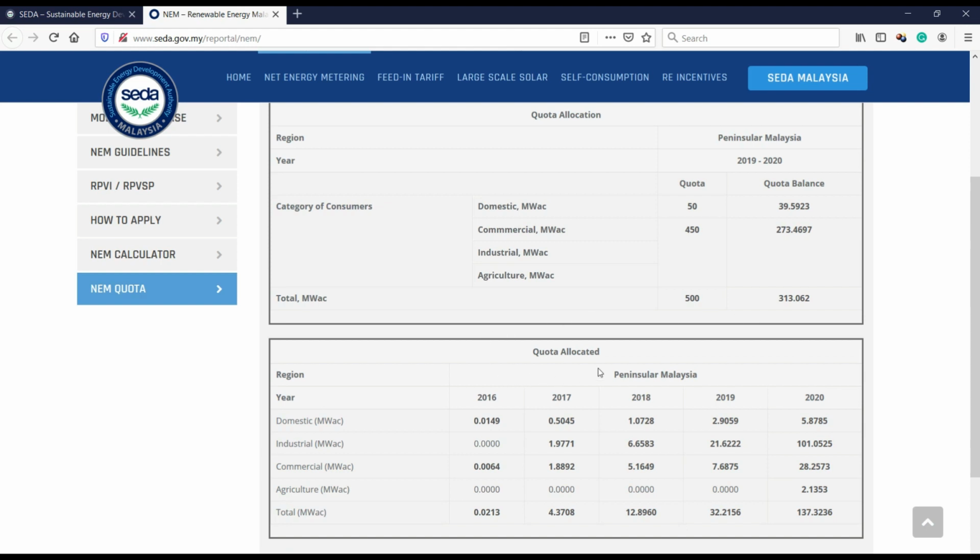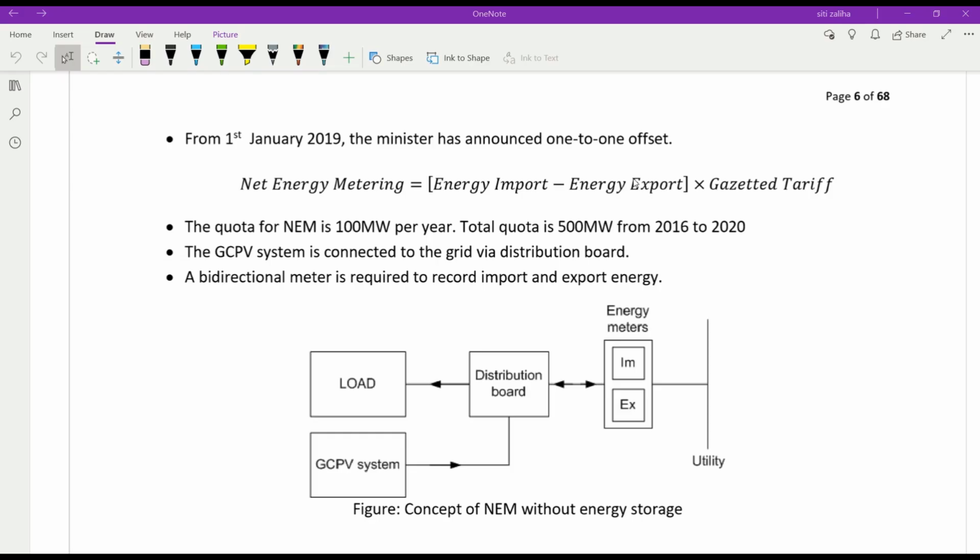So this is the quota allocation from 2016 to 2020. Okay. So we can see in 2020, allocation is higher compared to the previous year. So we go back to the notes.